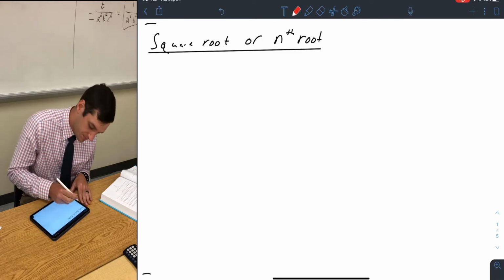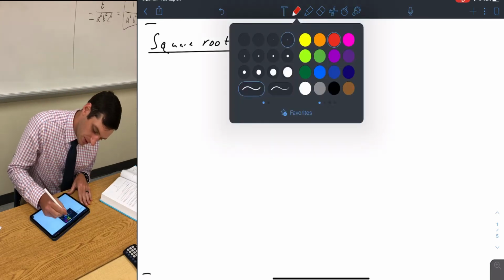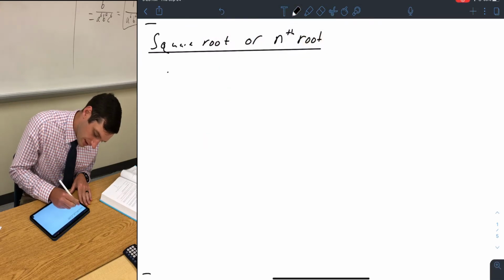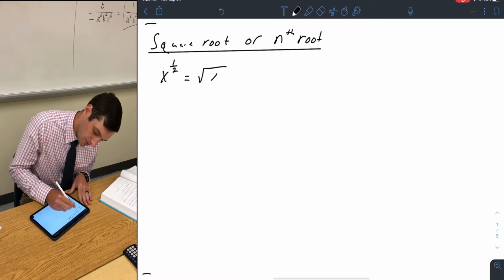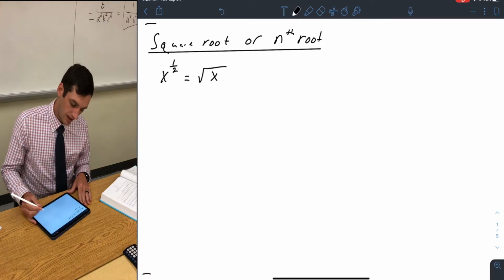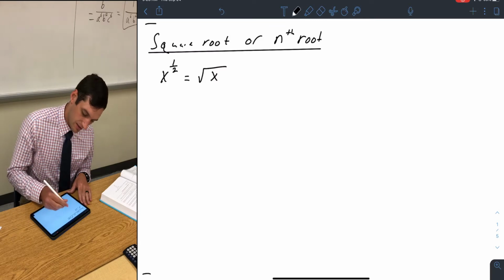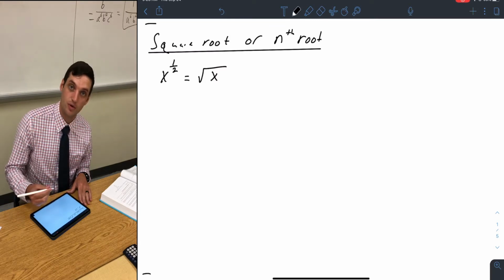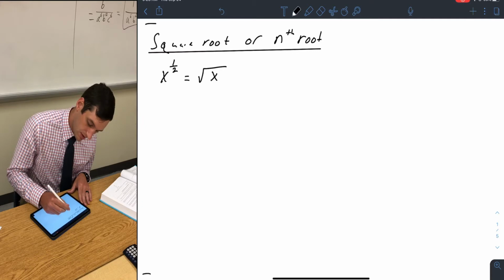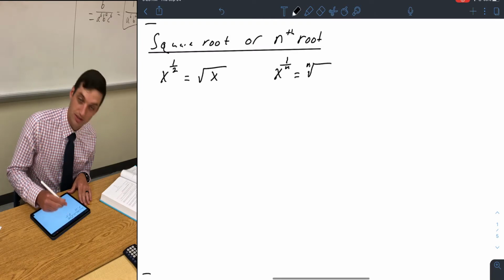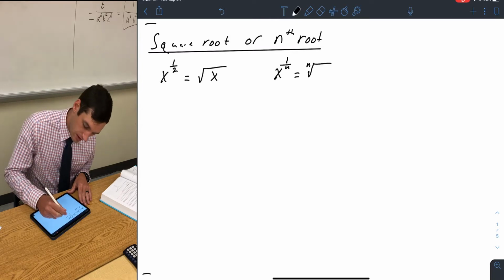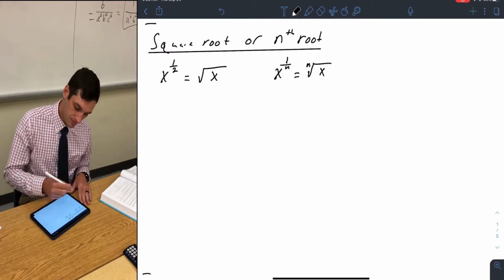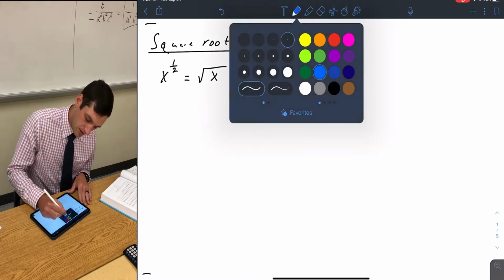Okay, so we just went over above that x to the 1/2 power is equal to the square root of x. And now the same thing goes for the nth root. So x to the 1/n is equal to the nth root of x, or the base. Now I'll go ahead and give you an example of both of these.